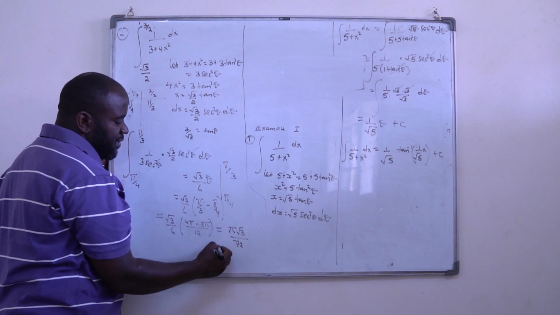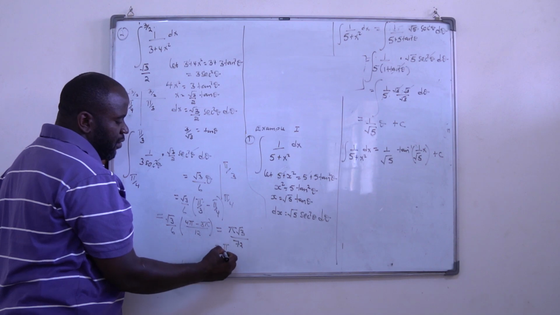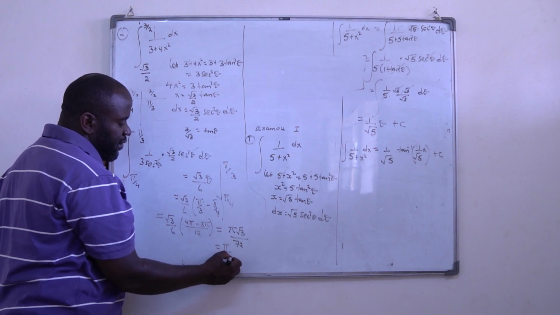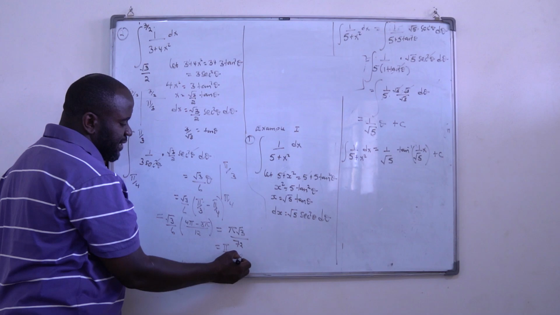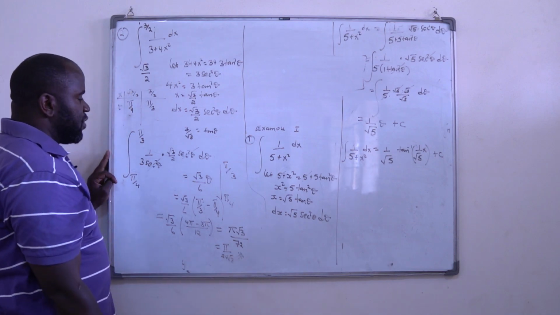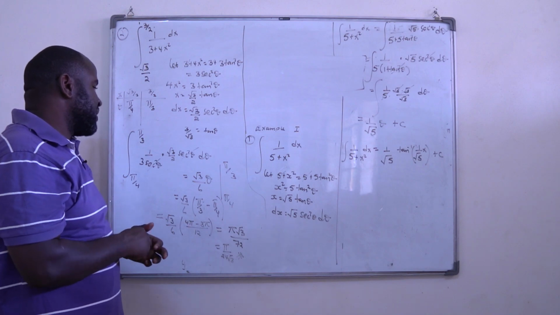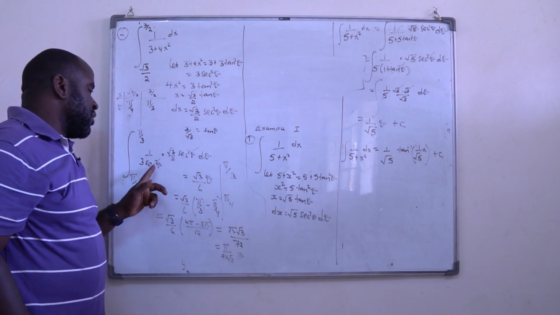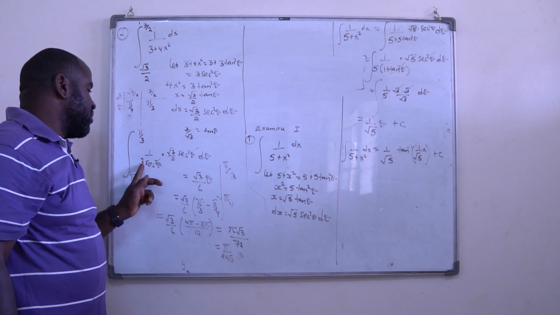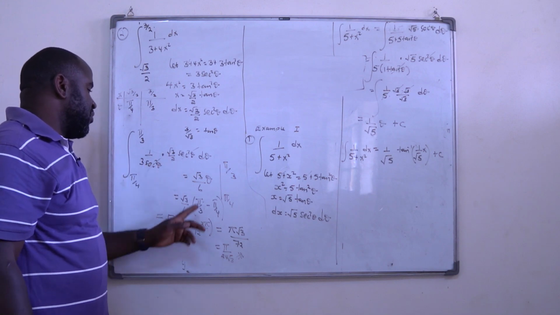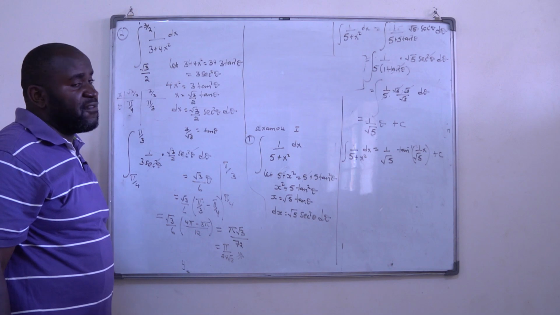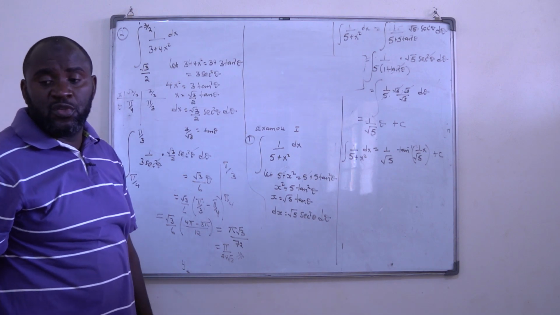If I rationalize this, it will become pi over 24 root of 3 as the answer. So you can always confirm with the calculator and proceed and see how best you can have these answers. So the sec squared was lost by division. The root 3 over 2 divided by the 3 gives the 6, and then when you simplify, algebra will take you to that solution.